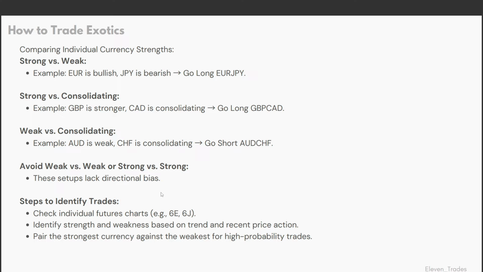Now we will go over the steps to identify trades. First, you have to check the individual futures charts, for example Euro, JPY, and NZD. You have to pick the strong pair or the weak pair, and then you have to compare the strong versus weak, the weak versus consolidating, and the strong versus consolidating.